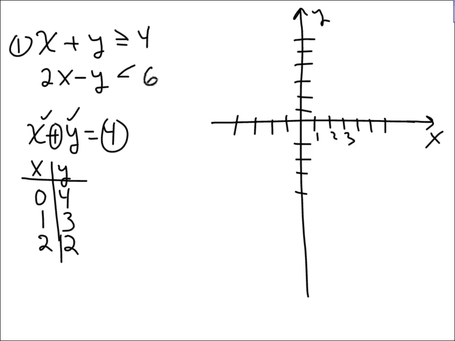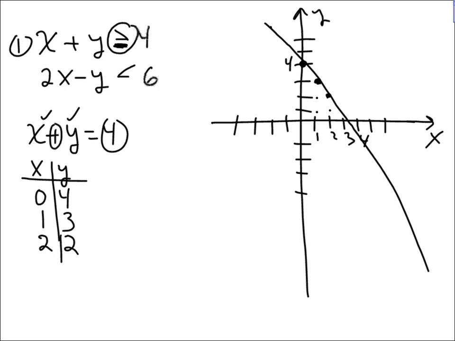Okay, 0, 4 is right on the y-axis, right at 4. 1, 3, you go up to 1 on the x, and then you go up 3. X is 2, y is 2. Go to 2 under x, and then go up 2. There it is. And before you draw the line, you look at the symbol, and since it does say equal, you draw a solid line. It says greater than or equal to.